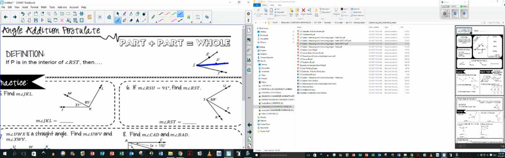So now I have angle RSP, so angle RSP plus angle PST equals RST, the whole thing. Part plus part equals whole. This is the same concept as segments, it's just angles.